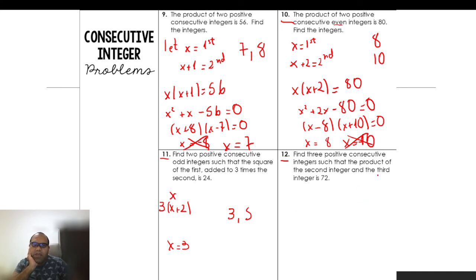The last one: find three positive consecutive integers such that the product of the second integer and the third integer is 72. I have three numbers. The first is x, the second x plus 1, the third x plus 2. The product of the second and third, we multiply these two, and you will find the solution x. The solution will be 7, because negative 10 I don't use. And the three numbers are 7, 8, and 9. Great, guys, we solved this one.